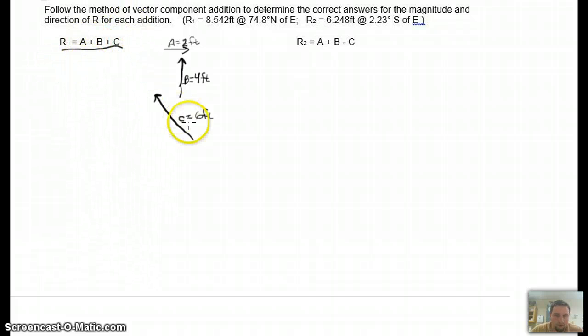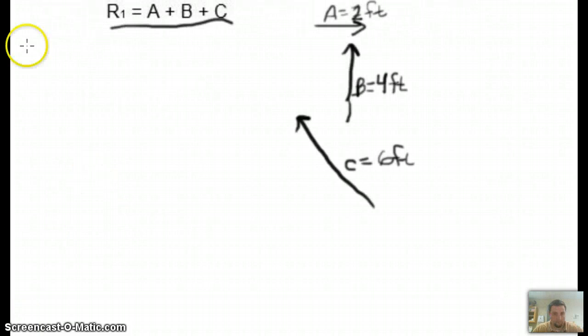what we're going to do is break each of these vectors into x and y components, and then we're going to add up the x components, add up the y components, and then we'll get a resultant from that. Okay, so the first thing we're going to need to do is make a table here that corresponds to the y components and the x components.